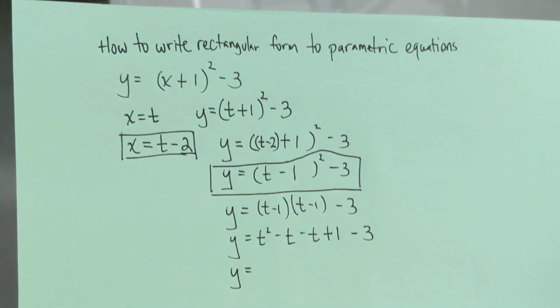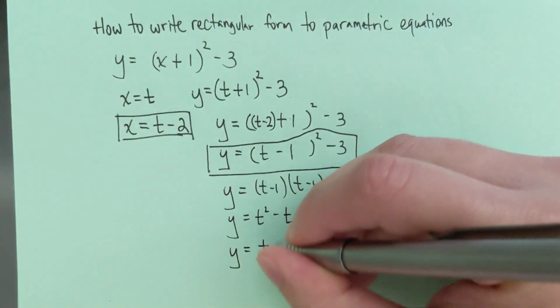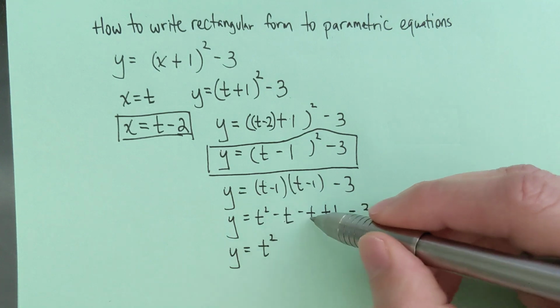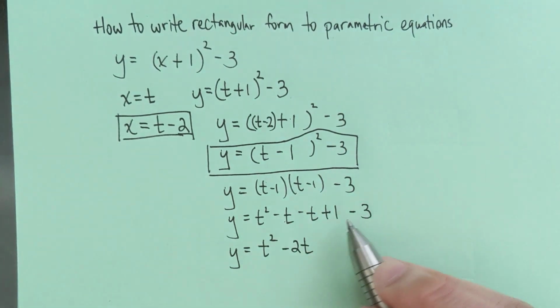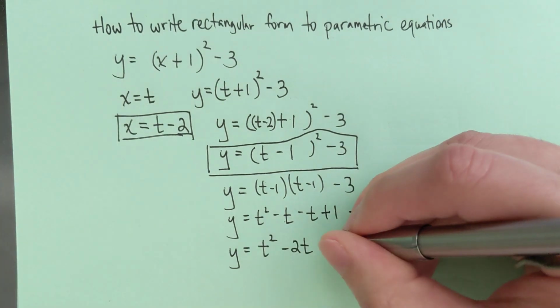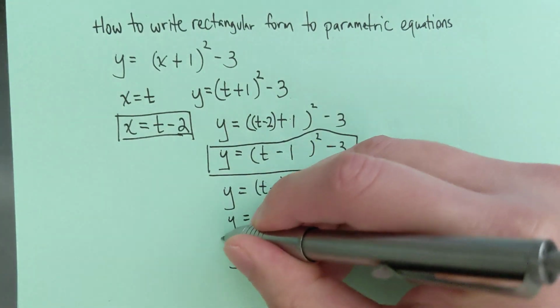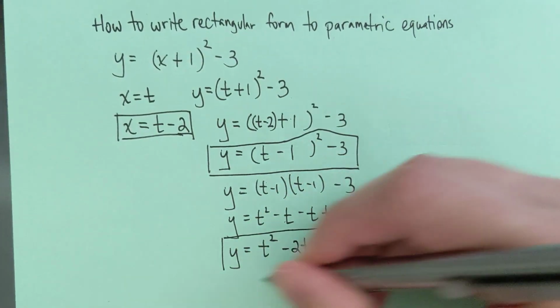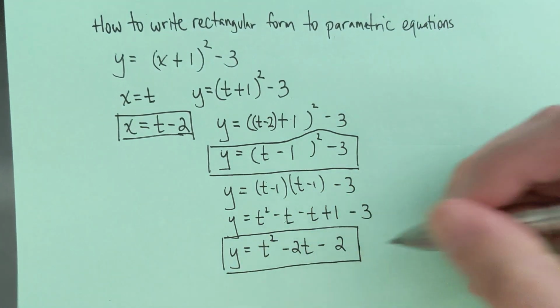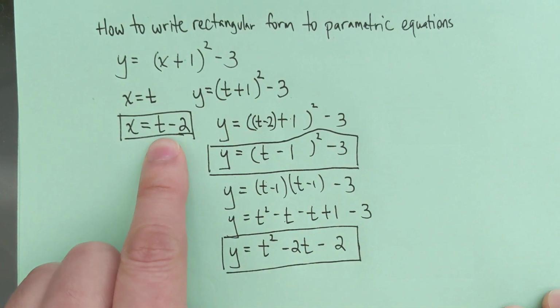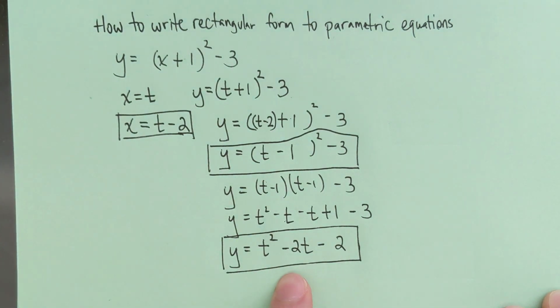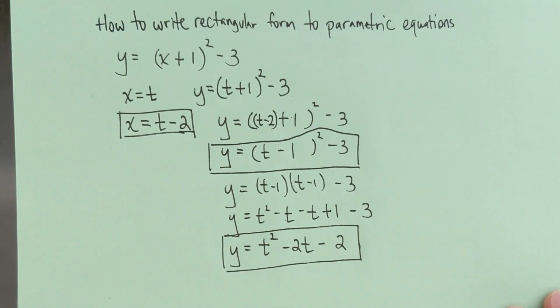If we simplify that, we end up with t squared, and combining these two like terms is negative 2t, and combining these two like terms is negative 2. Here is another way of writing a set of parametric equations. If x is t minus 2, y is also this. T squared minus 2t minus 2 is also correct.